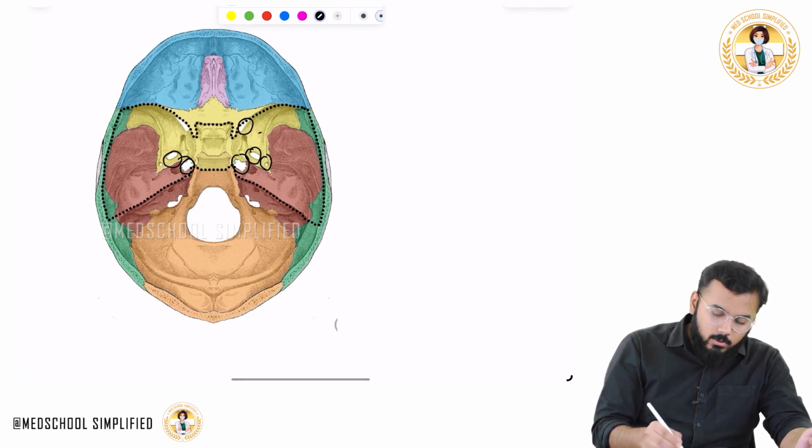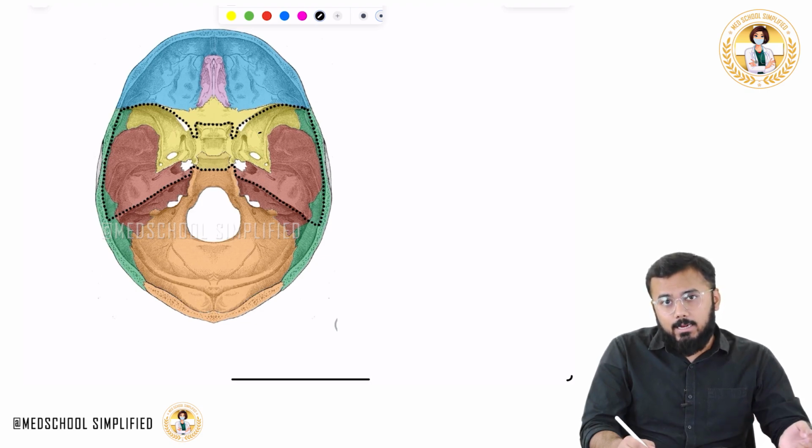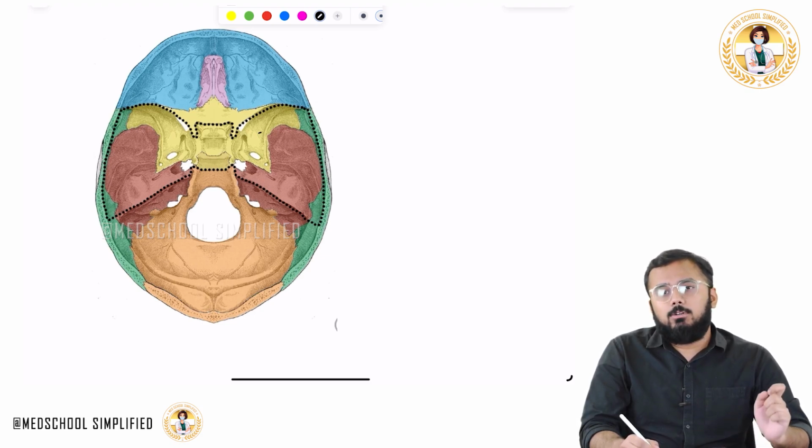So these multiple holes are nothing but called your foramen. Let us now see what are the different kinds of foramens that are present here. When we were discussing the anterior cranial fossa, we discussed some foramens that are present on the cribriform plate, right? These are called multiple foramina of the cribriform plate.